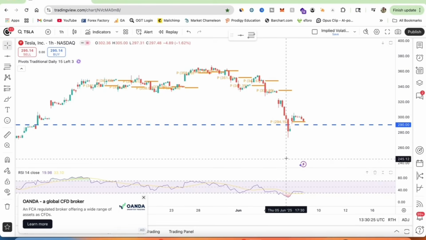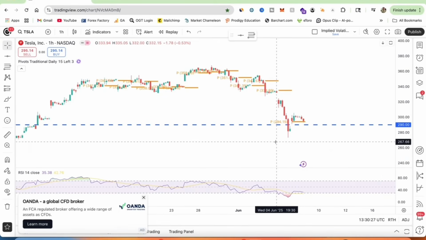This one was a really aggressive move, and again, not really based on any fundamentals of Tesla, just the standard noise between Trump and Elon. So that's why I went for this trade, and you can see it worked out perfectly.